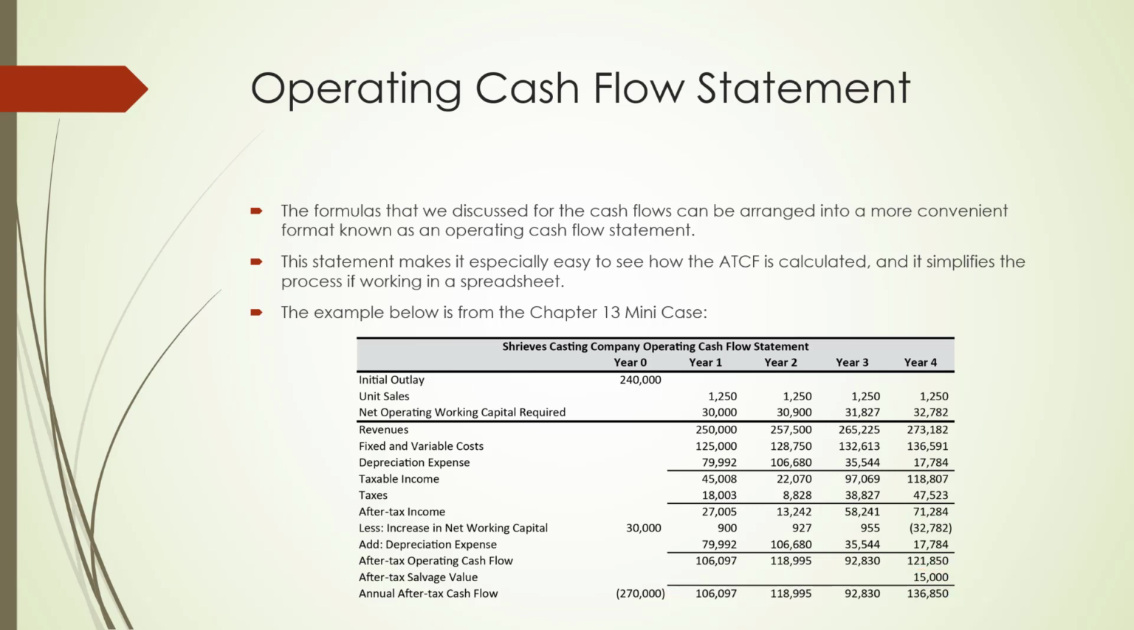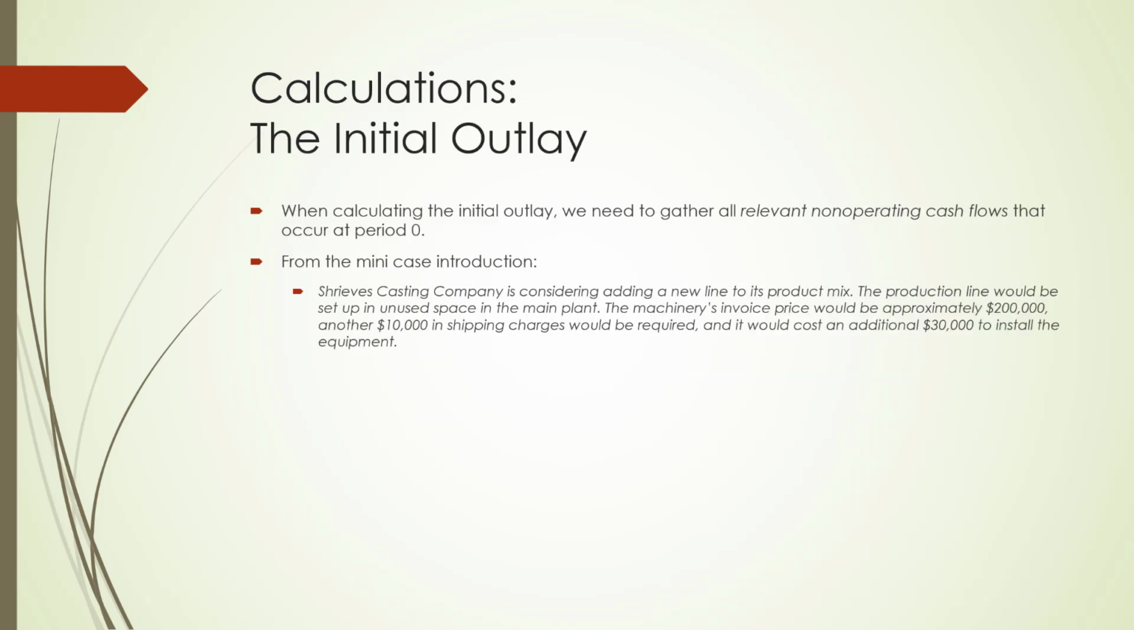The bottom line, the annual after-tax cash flow, that's equivalent to what was given to you in Chapter 12. So all of this work goes into calculating those cash flows. And from those, we can calculate the NPV and the IRR and the payback period and all of those measures that we talked about in Chapter 12. All right, so let's go through the mini case a little bit, and we'll calculate the initial outlay, the after-tax cash flow, and the terminal cash flow.